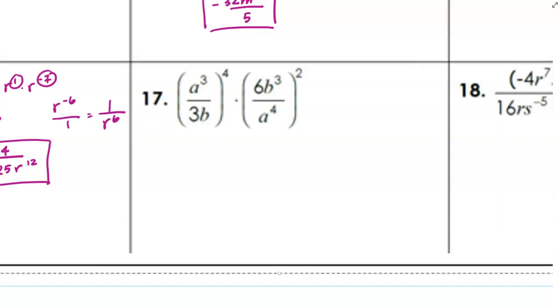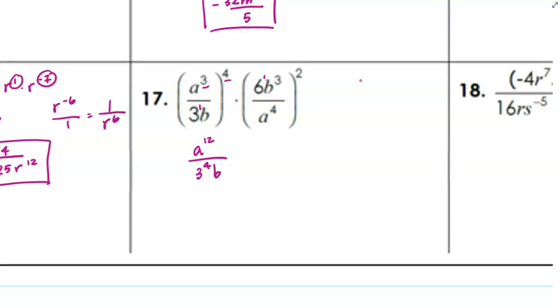I don't see anything that I can simplify inside of this parentheses, so I just have to apply the 4 to every single base. So A, 3 times 4 is 12. Remember, these numbers have an exponent of 1. 4, B to the 4. If it helps, if there's no exponent, put a 1 on that base as an exponent. Okay, 6 raised to the second power. B, 3 times 2 is 6. A, 4 times 2 is 8.